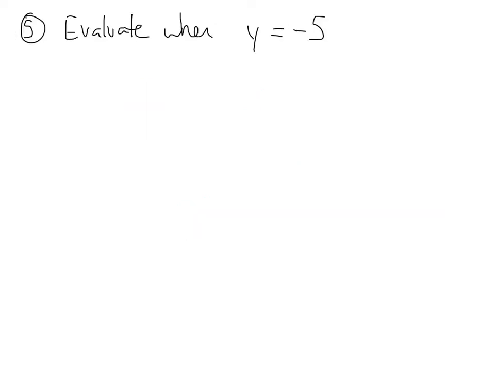Alright, so I want you to take a second and evaluate this expression when y is negative 5. So pause the video, try it, play it when you're done. When it says evaluate when y equals negative 5, it means I'm going to take that negative 5 and put it in wherever I see y. So what does this thing mean? Well, it means absolute value. So really that's like saying, what's the absolute value of negative 5?